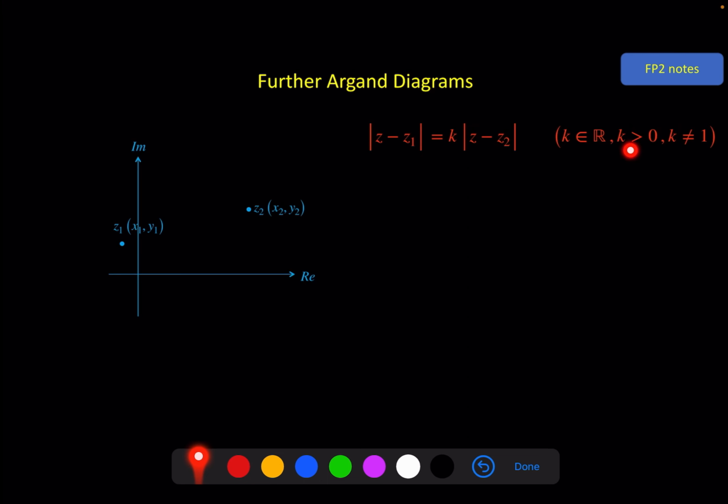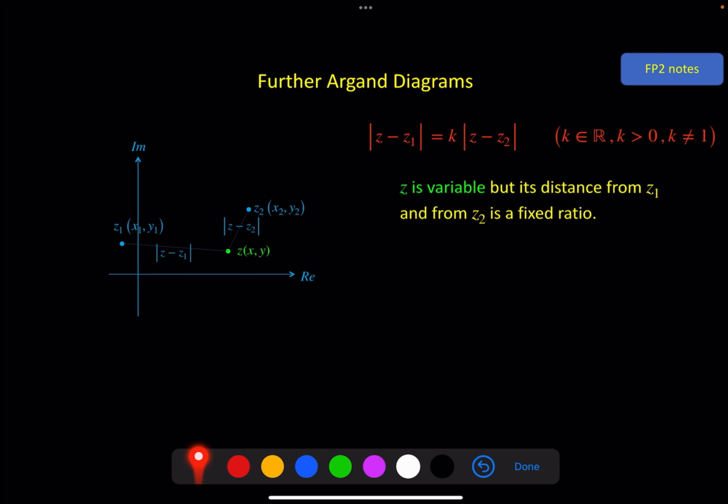We're going to have k greater than 0, k is a real number, and of course k is not equal to 1, just because if it was, it would be the second standard result. The result in this case I don't think is intuitive. But if you've got a fixed ratio between this distance and this distance, in my diagram that I've drawn here, k would be about 2. This is about 2 times bigger than this. And if z can vary with that ratio fixed, like this, it would give you a circle.